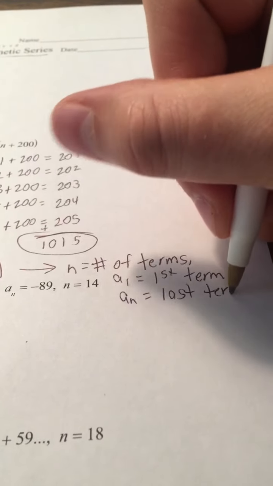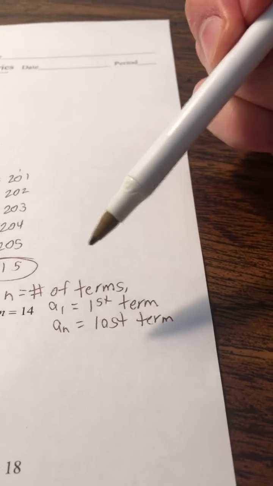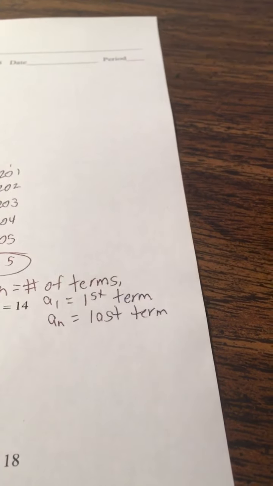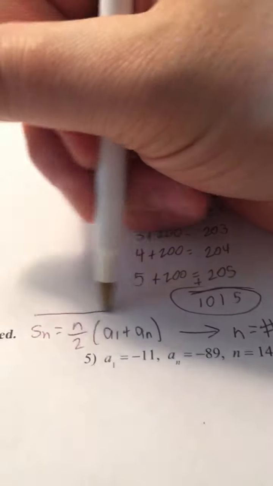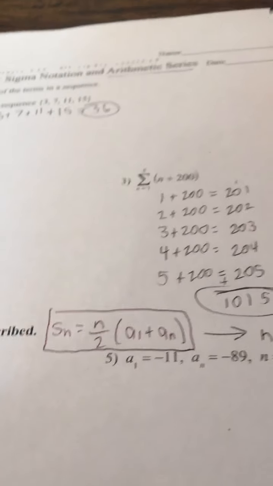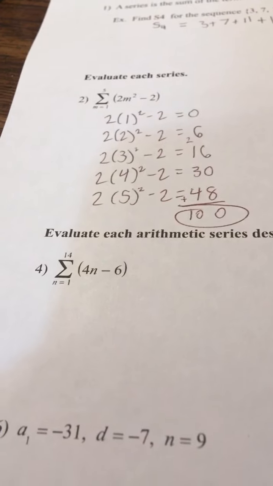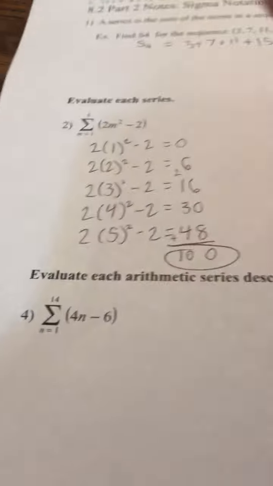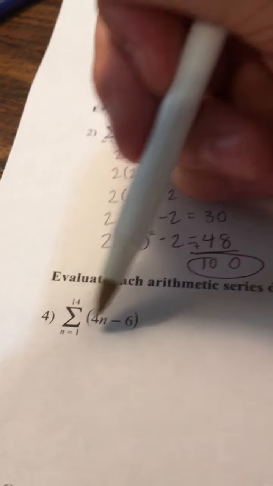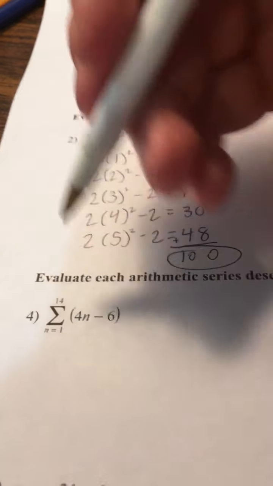So if you know the number of terms in the list, you know the first term, you know the last term, and you know that it's arithmetic, that's important, it means you're adding or subtracting the same number each time, then you can use this formula to solve every sum problem, every series problem. So let's use that for number 4. We said this one's arithmetic because there is no exponent. So I need to know how many terms there are on the list. Well, look at this. If I plug in 1, then 2, then 3, then 4, all the way to 14, how many terms is that? It's 14.